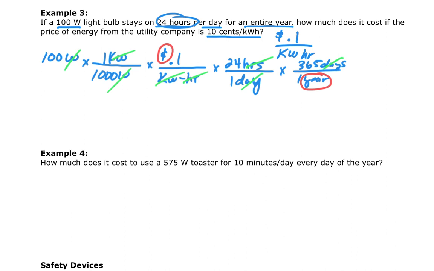And then I'm going to divide by anything on the bottom. The only thing on the bottom besides 1 is 1,000. So I'm going to divide the whole thing by 1,000. So go ahead now, get your calculator out, and see what you get so that you can check and make sure you got the same thing that I got. All right, hopefully you got $87.60 per year to operate that one light bulb.